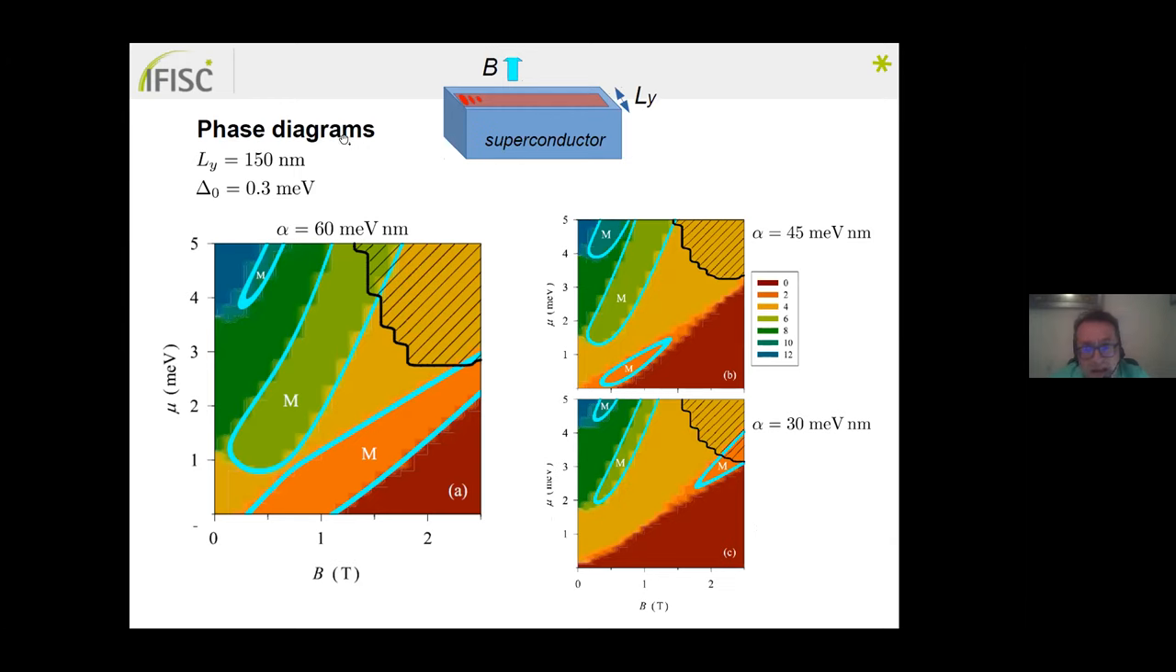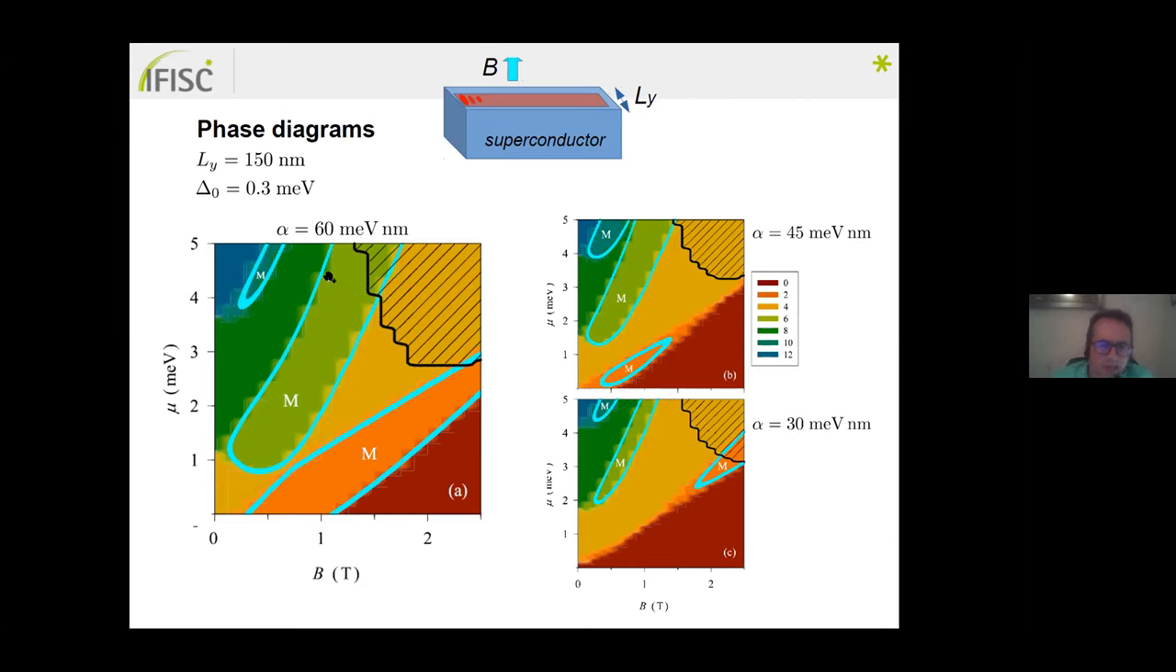Here I show the phase diagrams we have calculated for a two-dimensional strip in vertical magnetic field and in proximity to the superconductor. We assume a transverse width of 150 nanometers and a superconducting gap of 0.3 milli electron volts. The three panels are the phase diagrams with chemical potential mu in milli electron volts in the vertical axis and magnetic field in the horizontal axis. The three panels are for three different values of the spin orbit intensities.